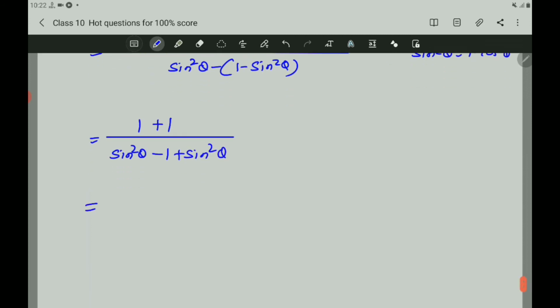That equals 1 plus 1. 1 plus 1 is 2. 2 by sin square theta is 2 sin square theta minus 1. So you got, that is RHS. RHS equals 2 by 2 sin square theta minus 1.